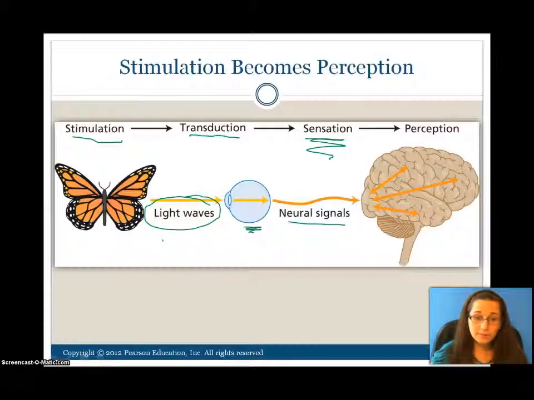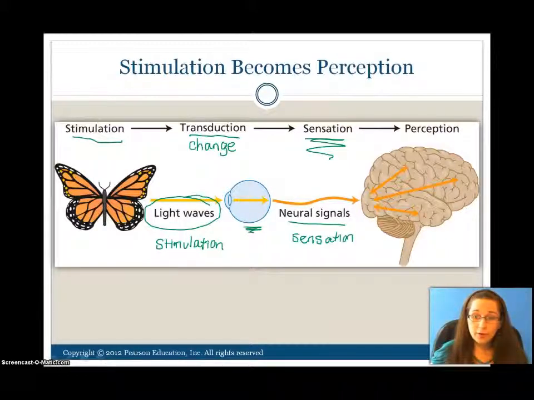Okay, so we have our stimulation is from the outside. The transduction is the actual change that's happening, going from that stimulation to a neural signal. When it's a neural signal, that's when it's a sensation. And then it becomes a perception when we put meaning to it.